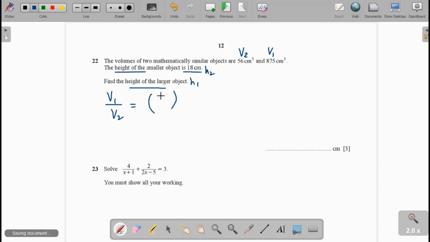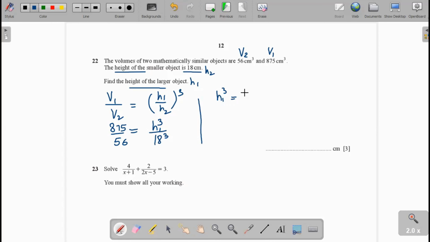Now the corresponding sides ratio will be H1 over H2 whole cube, which will be equal to the ratio of the volumes of these two similar objects. Now we substitute the values: V1 is 875 and V2 is 56. We have to find H1 cube, and H2 is 18 centimeter, that is 18 cube. Now H1 whole cube is equal to 875 multiplied by 18 cube divided by 56.